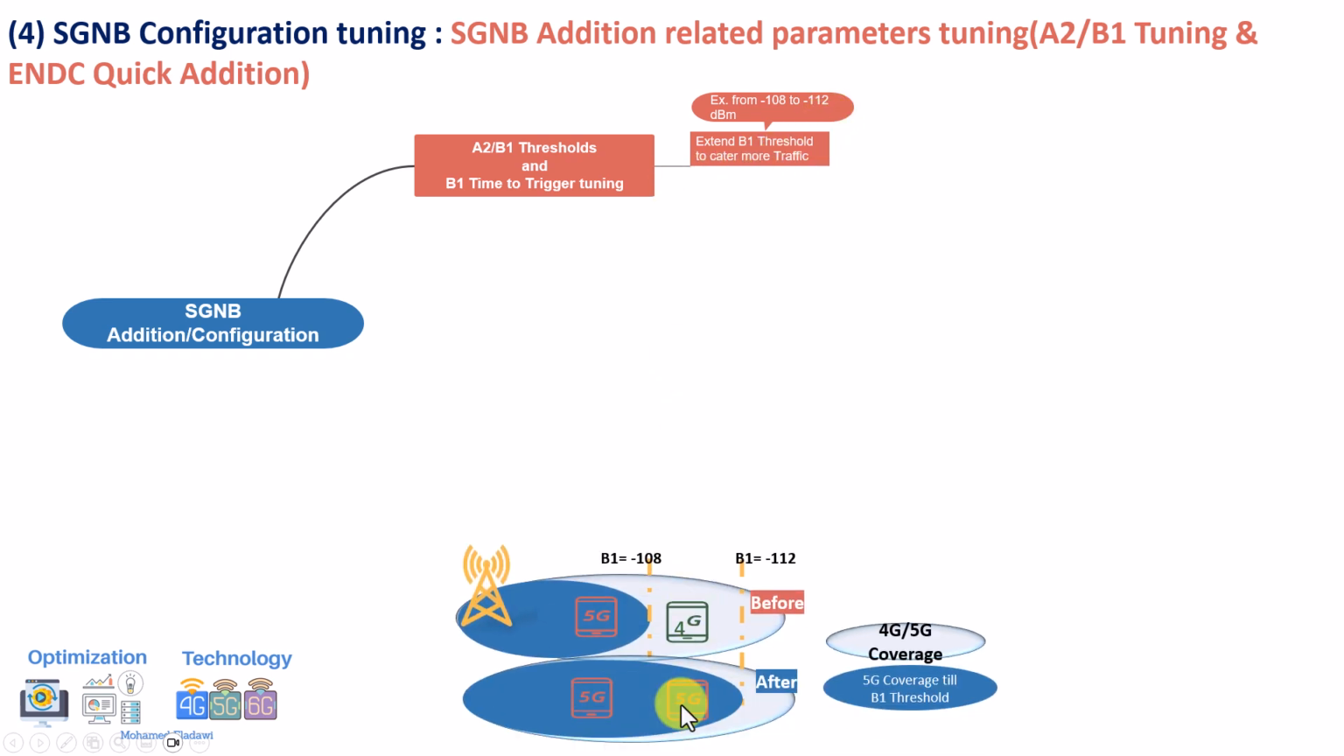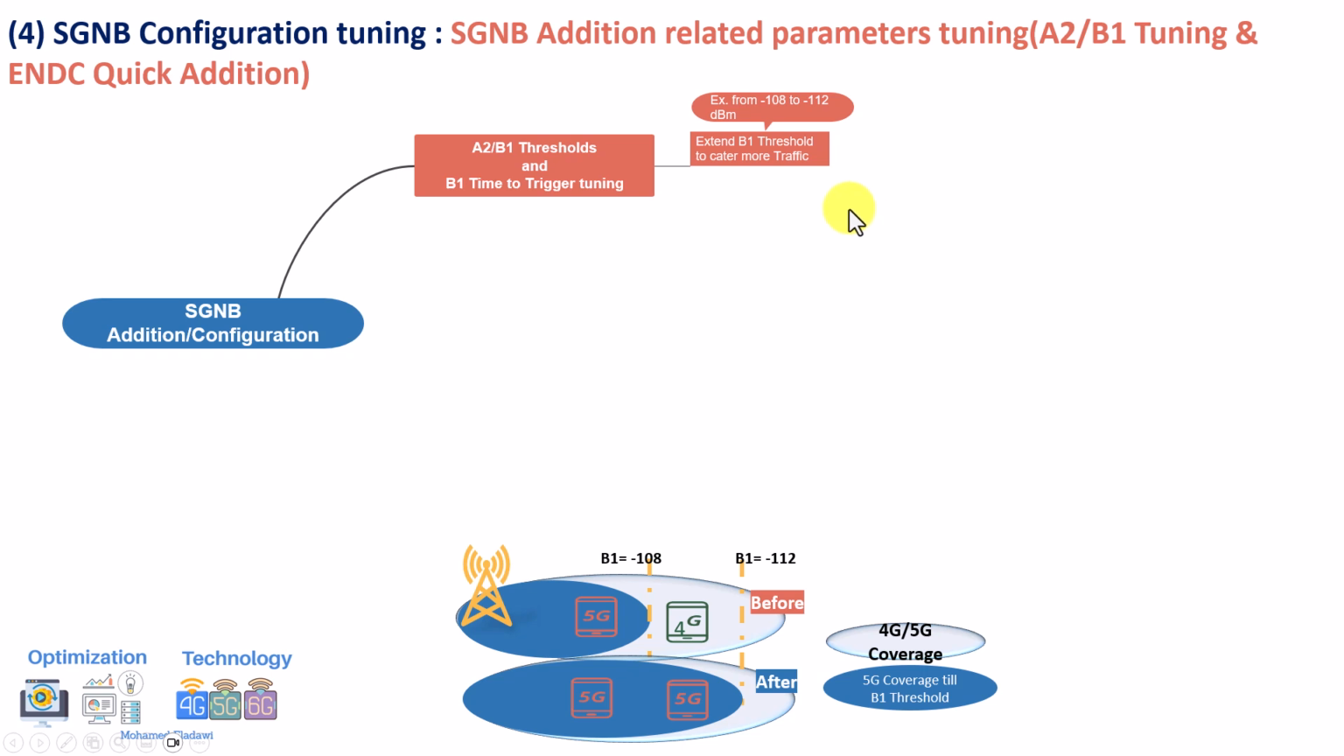As you can see in the scenario below, we assume that in this particular site the coverage of the 5G was such that B1 was only 108. Once you go out of the 108 threshold, where we have 109 or whatever, the users cannot get 5G. But once you extend it to 112, as an example, this is what we'll have. You'll get more coverage and more users. It can cater to more users and more traffic.